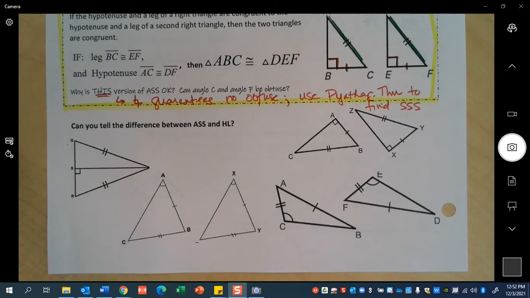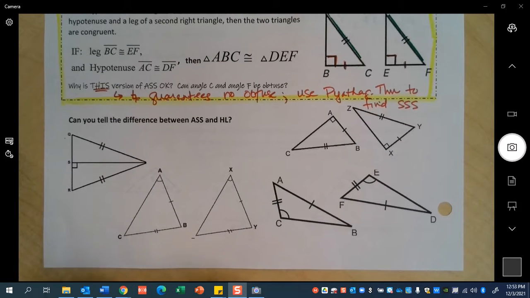All right, welcome back. I like this part of the worksheet because we really have to think about what we're thinking about while we're thinking about it. That's that whole metacognition, paying attention to what's going on in our brains. And what I want you to think about is, can you tell the difference between whether something is hypotenuse leg, which is okay, and whether we're looking at angle side side, which is not.